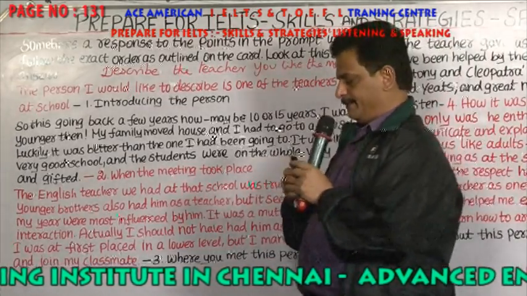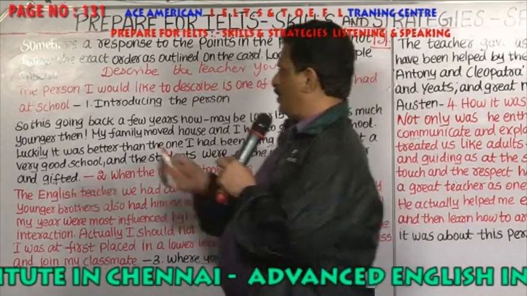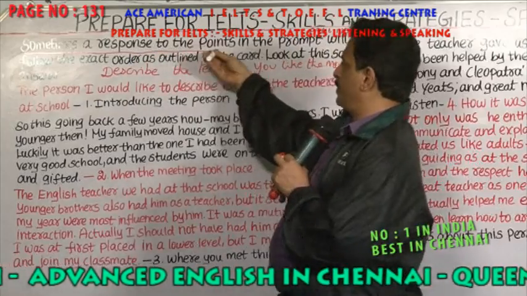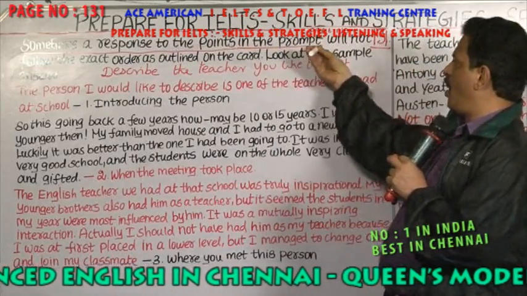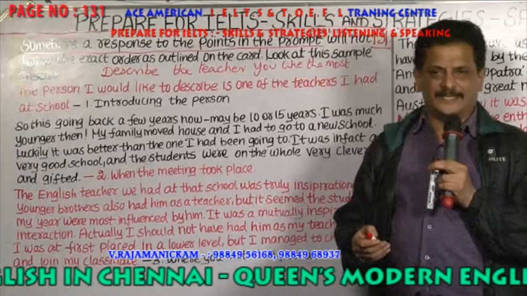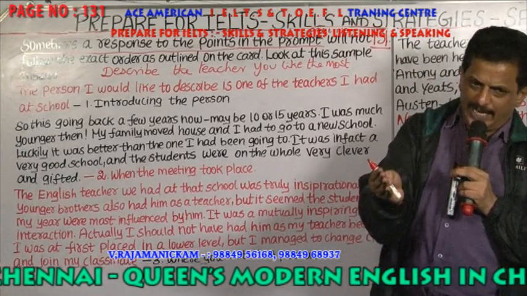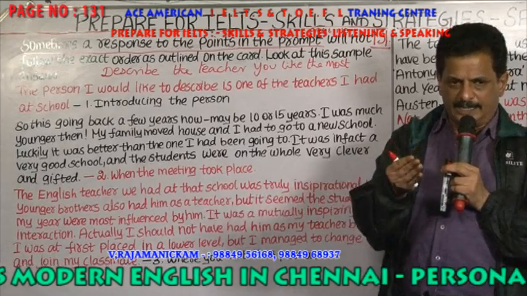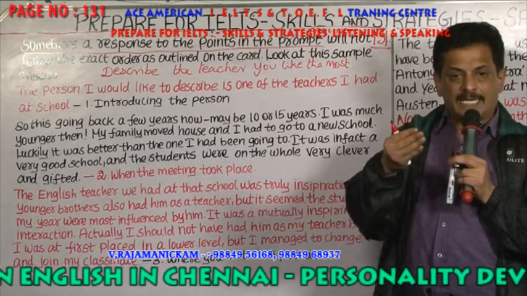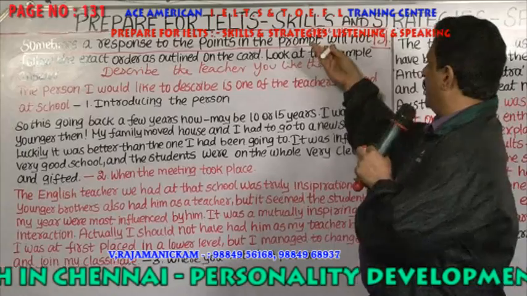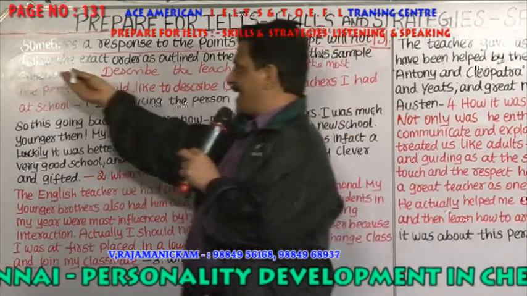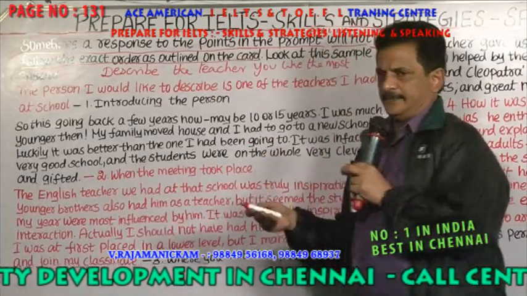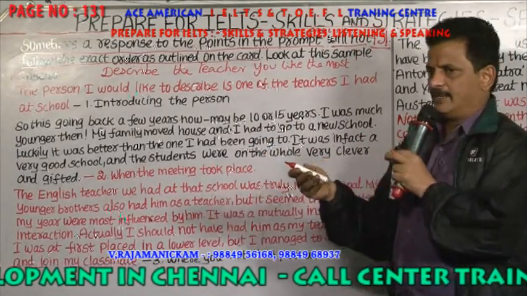Sometimes a response, short or long, has to respond to the points in the prompt. What do you mean by prompt, sir? In task 2, they will give you a card. In the card, they will ask you to speak on one particular topic. It is called a prompt card. A prompt is given, but the answer will not follow the exact order as outlined on the card.